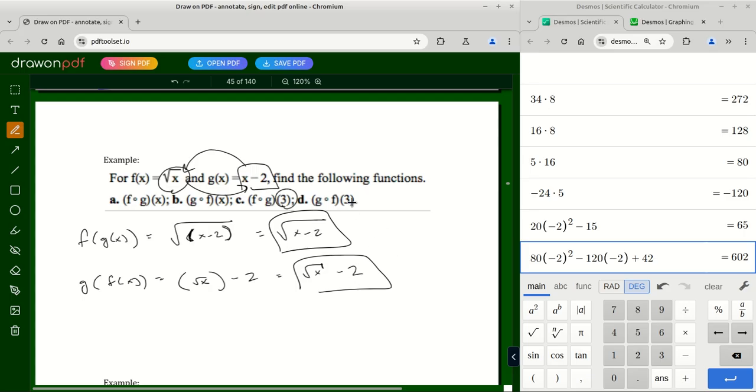They say plug in a 3 into both of these, and so, like, part next, you just plug in the 3. Square root of 1 is a 1. Here, I'm going to plug in a 3, so square root 3 minus 2. You're done.